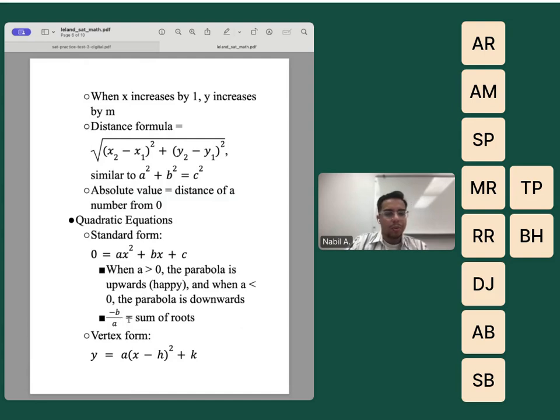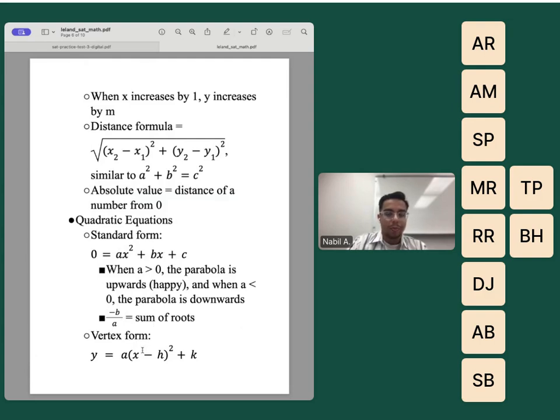Also, one thing that I find interesting is that negative b over a is equal to the sum of the roots that you have. So you're definitely going to have to memorize this as ax squared plus bx plus c. That is something you have to know.